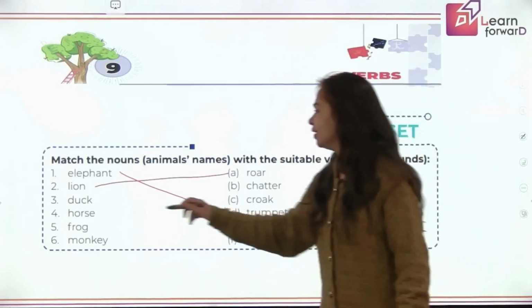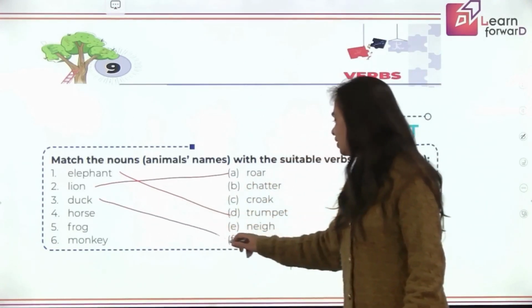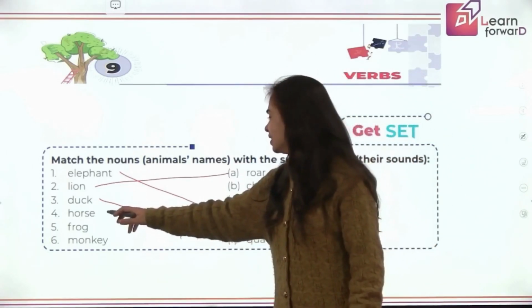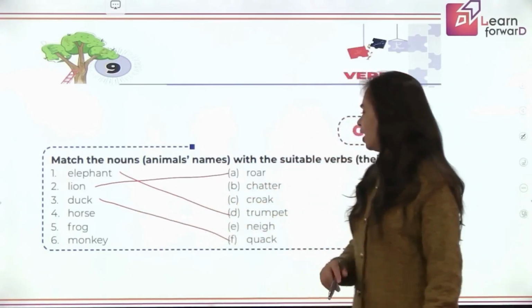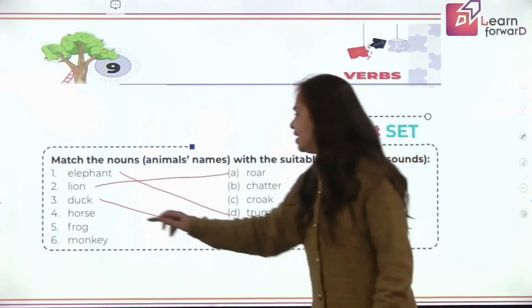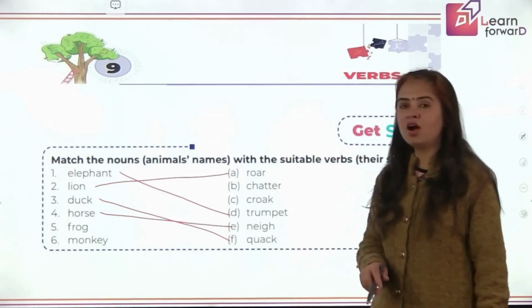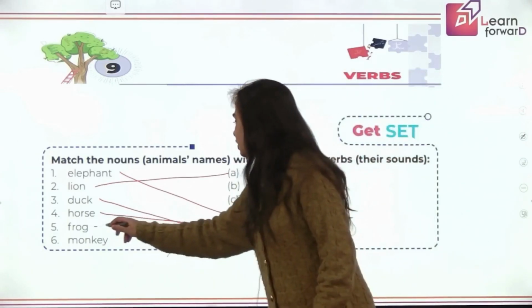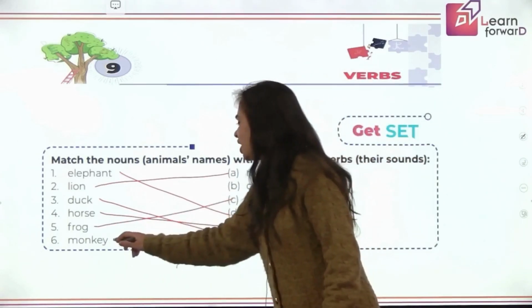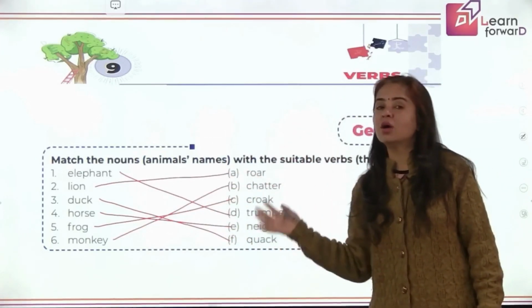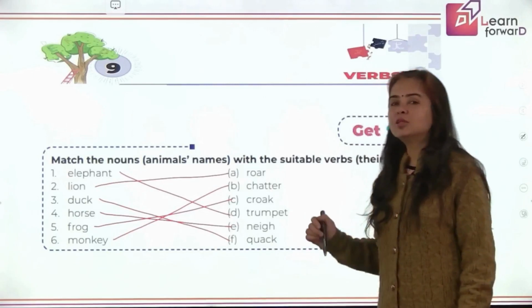A duck. Brilliant. You remember the sounds you learned in your lower grades. A duck quacks and a horse neighs. Yes, here we have the sound. And the frog, it croaks. And the monkey, it chatters. So, these are the different sounds that the animals make.